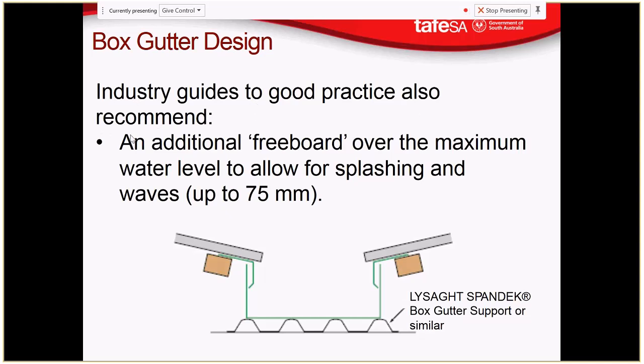Industry guides and good practice also recommend additional freeboard over the maximum water level to allow for splashing in waves, up to 75 millimetres. So freeboard means an area of height beyond what is calculated for our water height. So I won't draw on that. I'll draw this one here. That's our box gutter, our water height. That's what's called freeboard. So 75 millimetres.